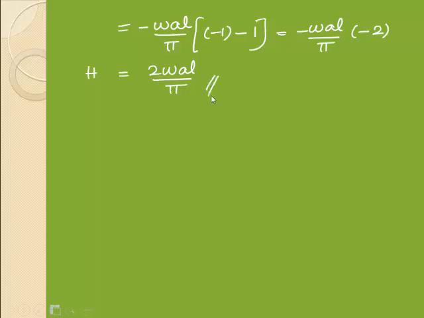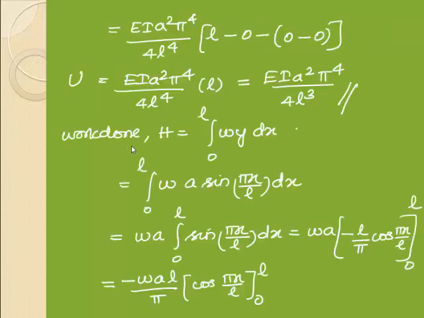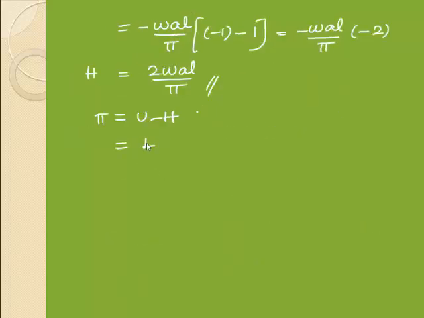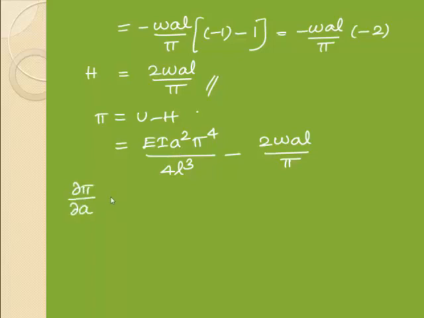So now we can substitute the values of strain energy and work done, U and H, in the potential energy formula. Pi is equal to U minus H. So U is EI a square pi power 4 divided by 4 L cube, minus H, which is 2 W a L divided by pi. So to find out the constant a, we can go with the principle of minimum potential energy, that is dou pi by dou a is equal to 0 for achieving the equilibrium condition.